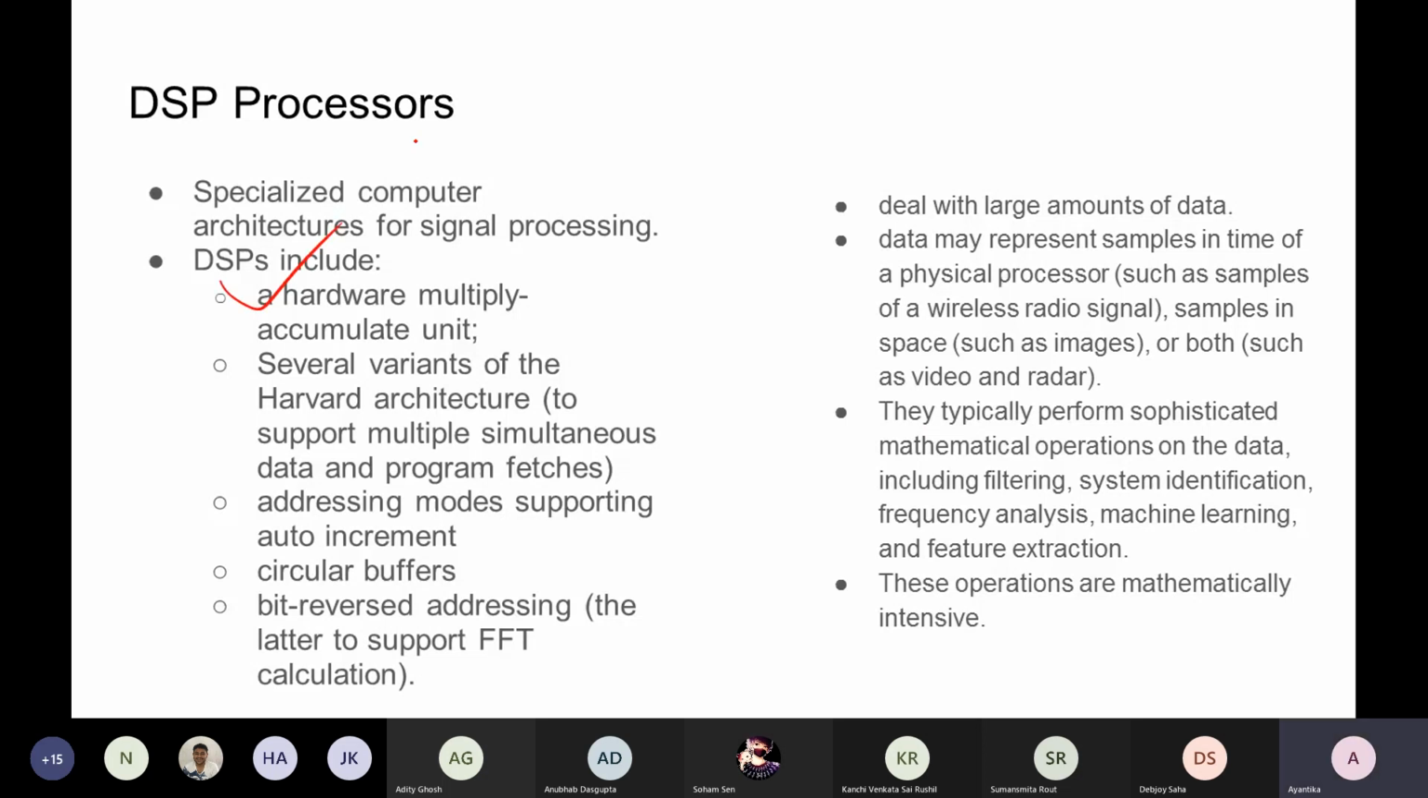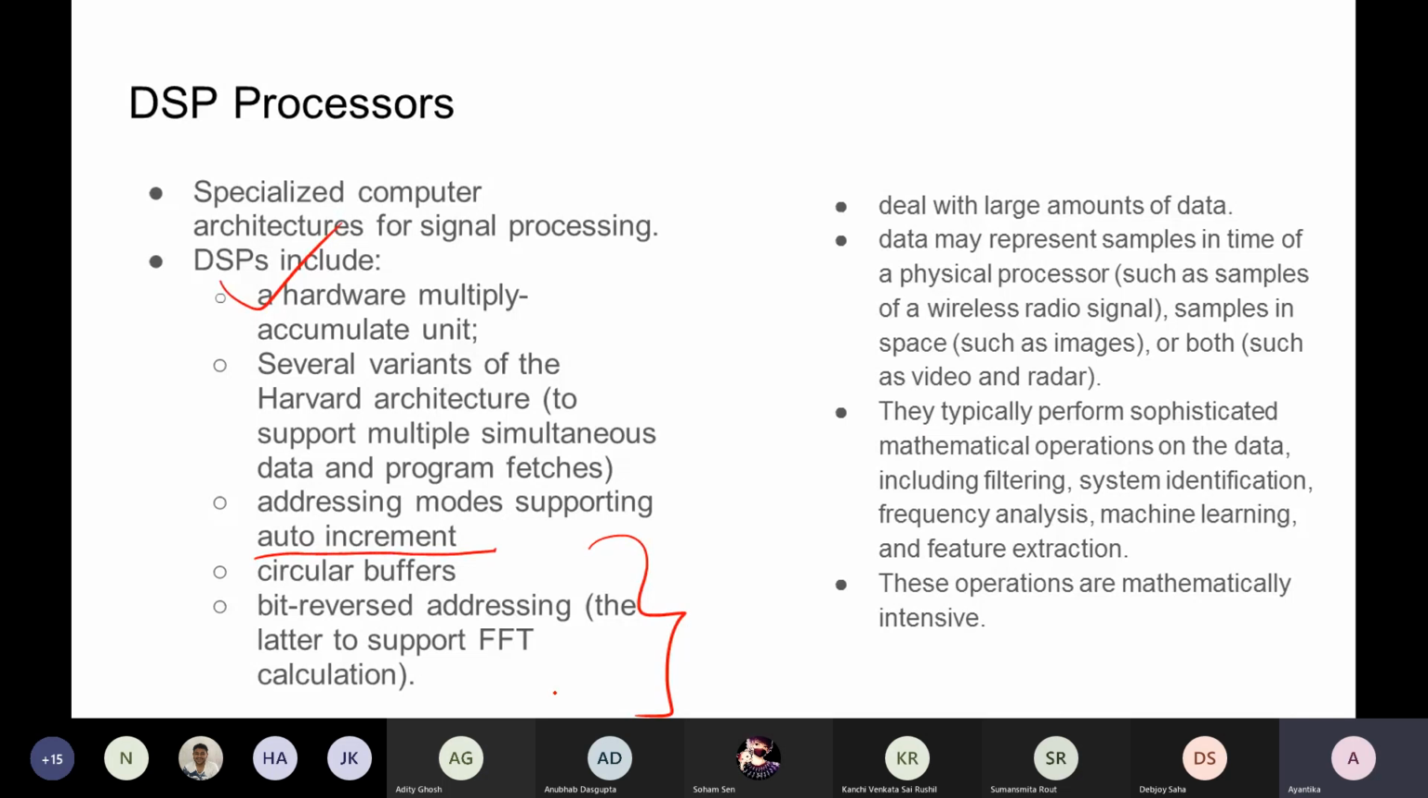One second. This multiply accumulate unit. Okay, so we will see the structure of that unit. What we will discuss: we will talk about these variants of the architecture, addressing modes. There is one typical addressing mode that is called auto increment and bit reverse addressing, circular buffers. These three we will discuss together and we will see why they are required.